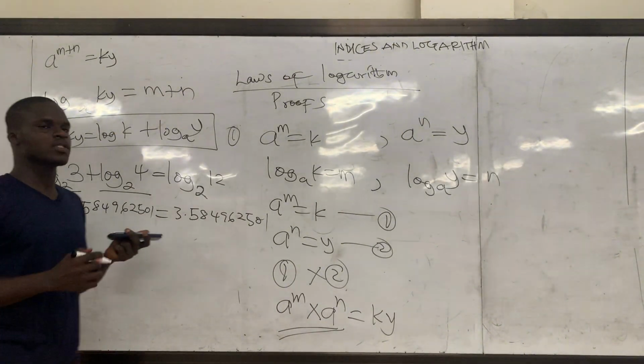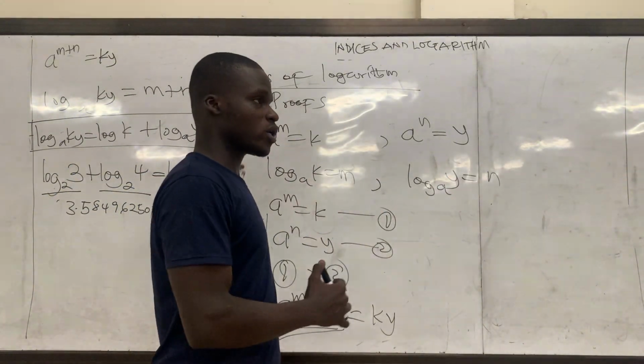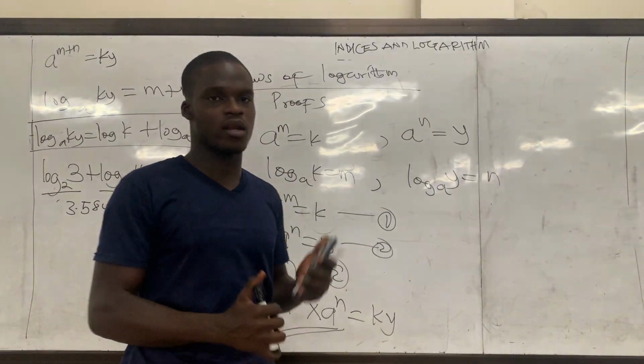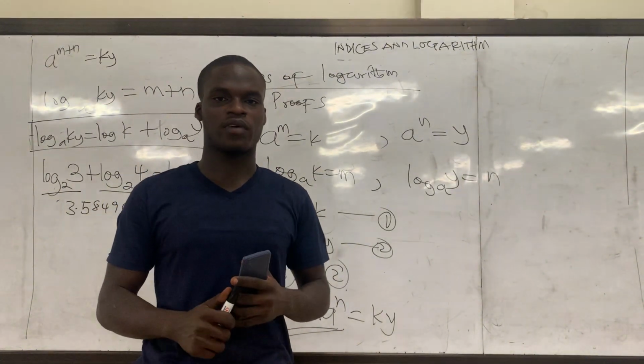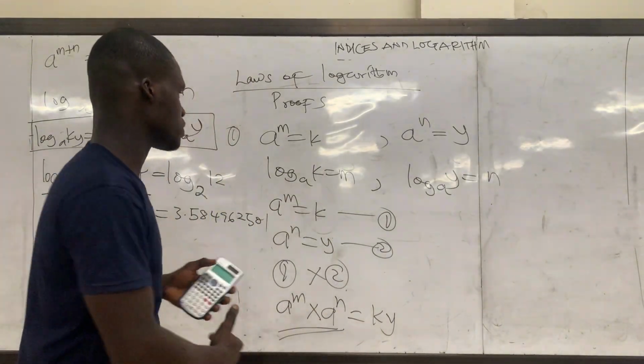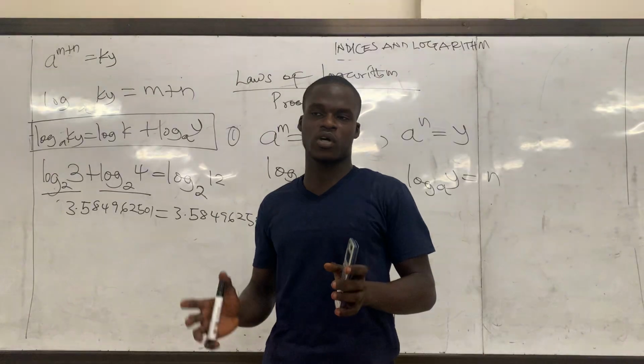And when you press log 3 base 2 plus log 4 base 2, you equally get 3.5849625501. So since this is the case for both the left and right hand side, this tells us that the equation we just wrote is actually correct, and that log 3 base 2 plus log 4 base 2 is equal to 3.58, and the decimal continues like that. So this is what we call the addition of logarithms. We are about to look at the subtraction of logarithms.